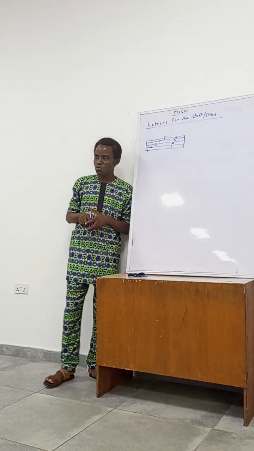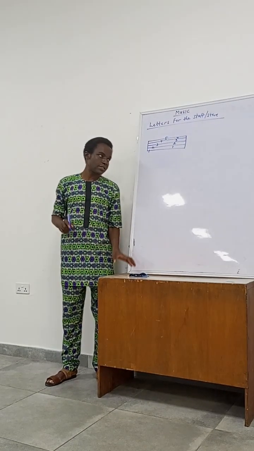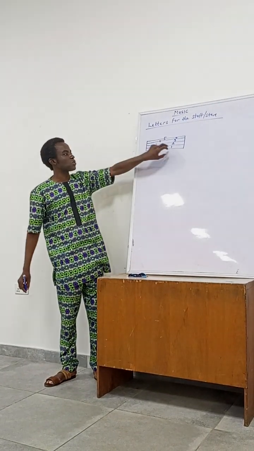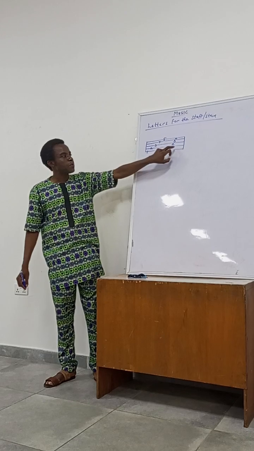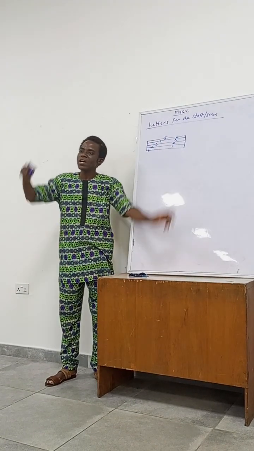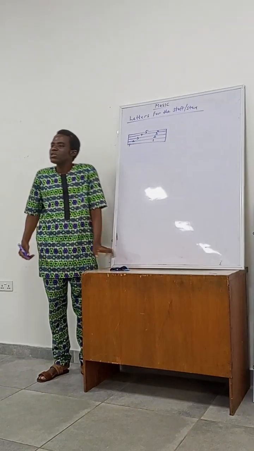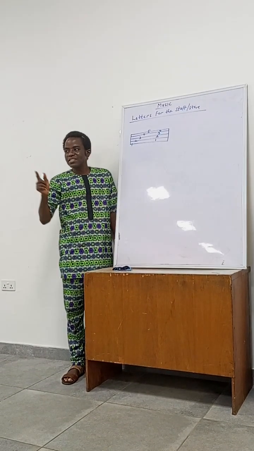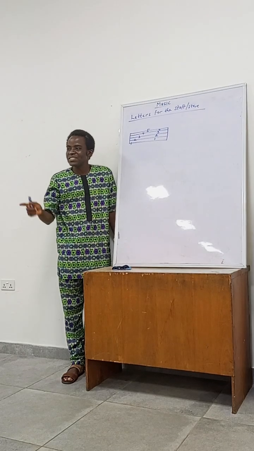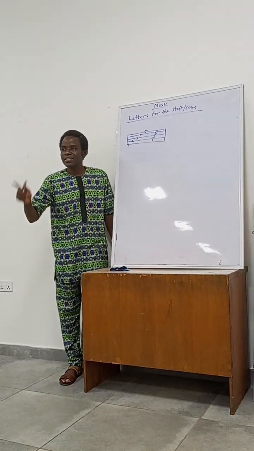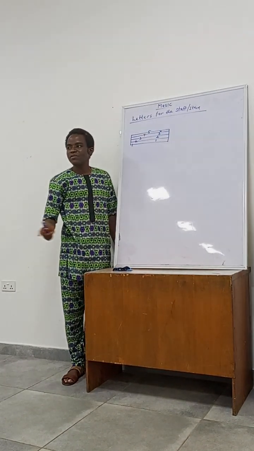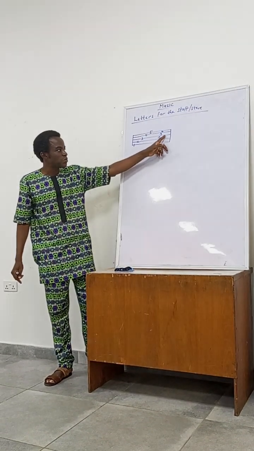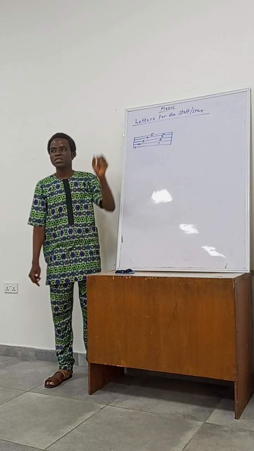I want us to note that each line has a letter. Each line has what? A letter. And each space also has a letter. So the question is, what is the letter for the first line? What is the letter for the second line? The third line? The fourth line? The fifth line? What is the letter for the first space, second space, third space, and fourth space?